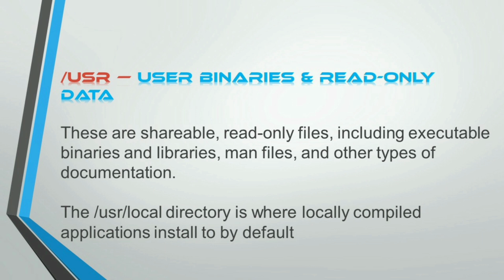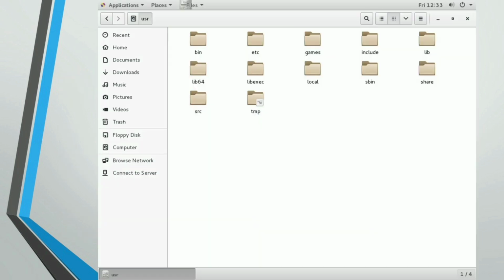/usr represents user binaries and read-only data in the Linux file system. These are shareable read-only files, including executable binaries and libraries, man files, and other types of documentation. The /usr/local directory is where locally compiled applications are installed by default. You can see here in the usr directory, bin, etc, games, include, share folders are present here.